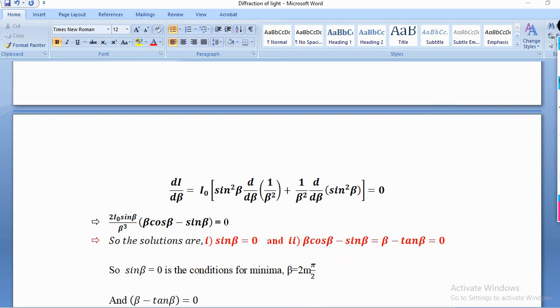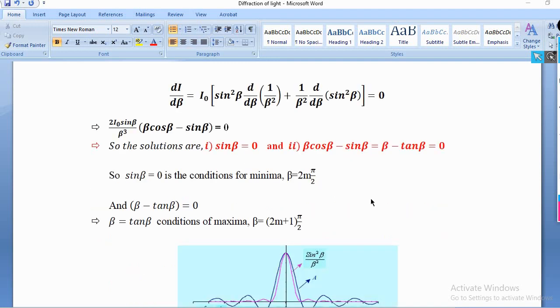Now the question is, it's a very complicated one. Beta is equal to tan beta. When beta is tan beta, this is not a trivial problem. You really cannot solve beta is equal to tan beta analytically. So to do this, we're going to use a graphical method to solve this particular problem.